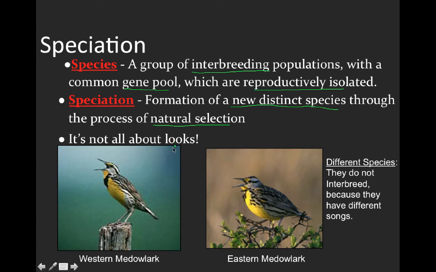I wanted to show you an example that this really isn't all about looks. The western and eastern meadowlarks, here are pictures of them. They're totally different species because they do not interbreed. That's what makes them different. They look the same. They don't interbreed because their breeding song is different, so they don't really want anything to do with each other in nature. And they've developed a different song over time, which has caused them to evolve separately from each other into distinct species, even though they share many, many similar physical characteristics.